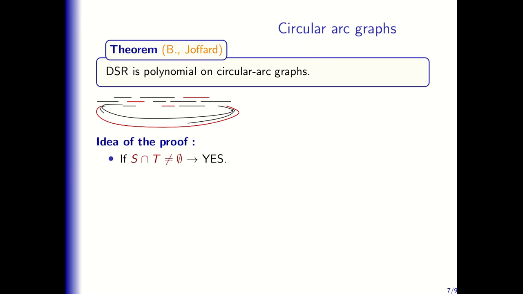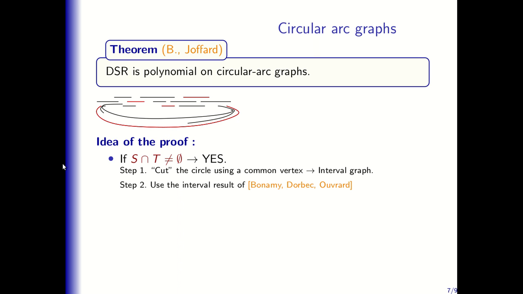Basically, if the intersection is non-empty, then we claim that the answer is always yes, because we simply have to cut the cycle on a common vertex, and by cutting the cycle on this common vertex, we can now open the cycle and just get an interval graph rather than a circular-arc graph. And we know that we can transform any dominating set into any other, which means that we can just align the other vertices of the rest of the dominating set without changing this specified vertex of the intersection. And so the answer is always positive.